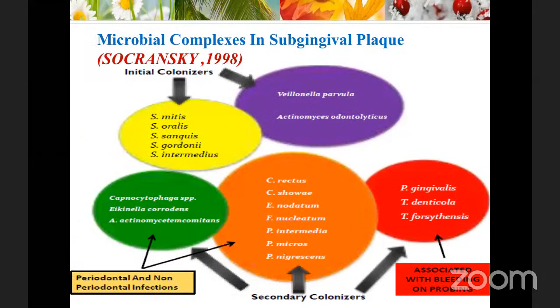So this is the picture of Socransky's microbial complexes. In this picture you can see the yellow and purple, the primary initial colonizers, including Veillonella parvula, and these are a few beneficial bacteria. There is Streptococcus sanguinis and Veillonella parvula. S. sanguinis gives hydrogen peroxide, which creates nascent oxygen, lethal for the other periodontopathogens in the green, orange, and red complexes.